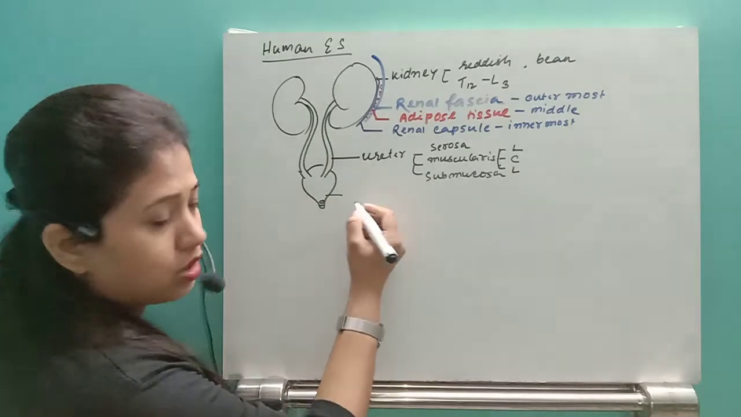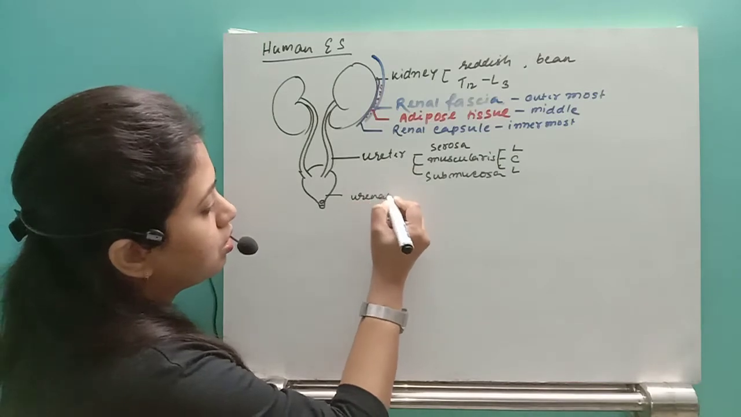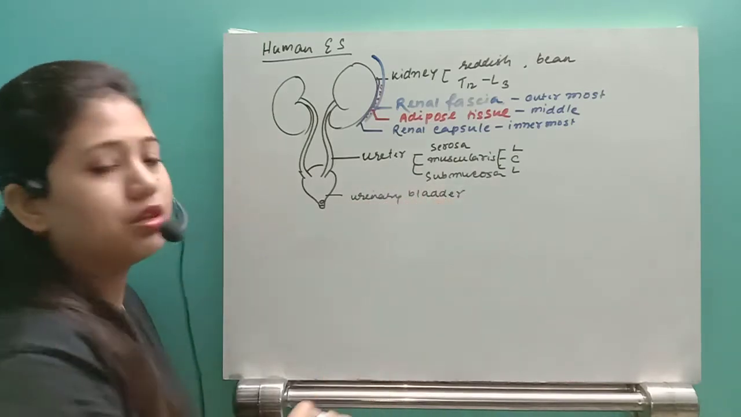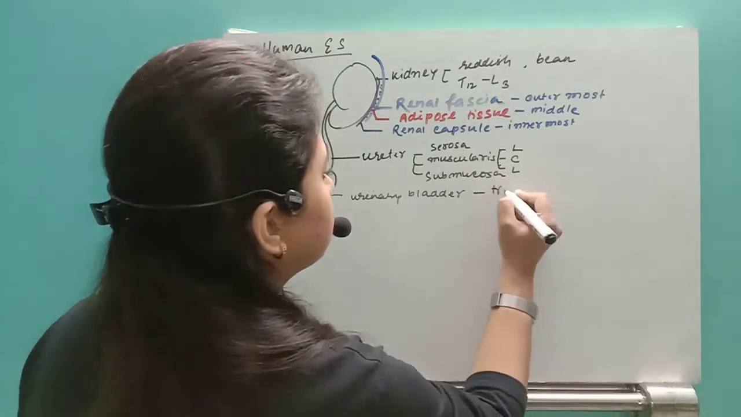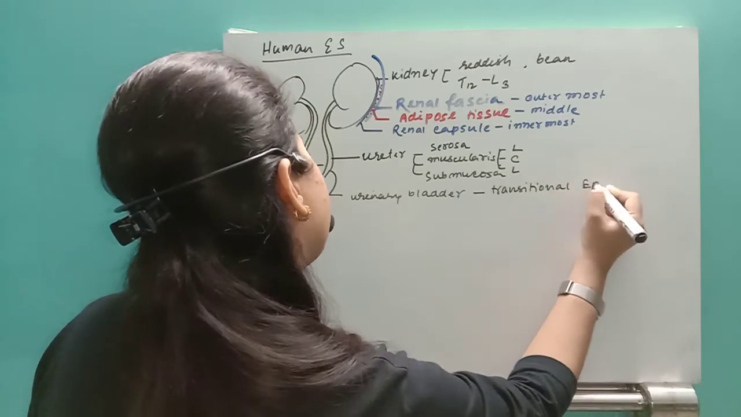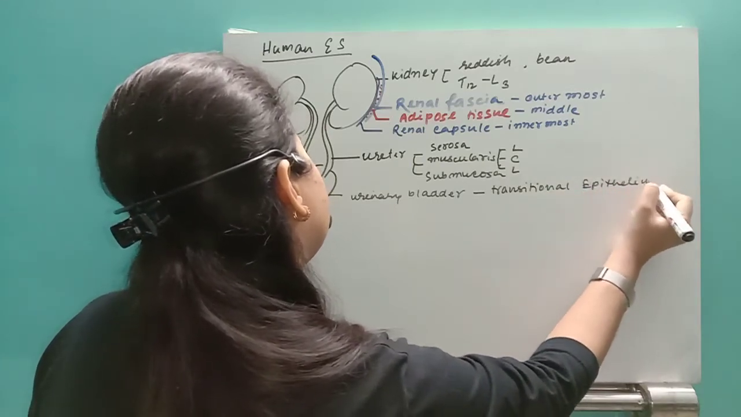So the next organ here is the urinary bladder, right? This urinary bladder has a tissue called the transitional tissue. Okay, so this is the transitional epithelium we have.